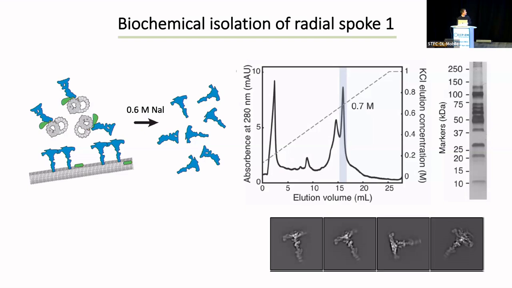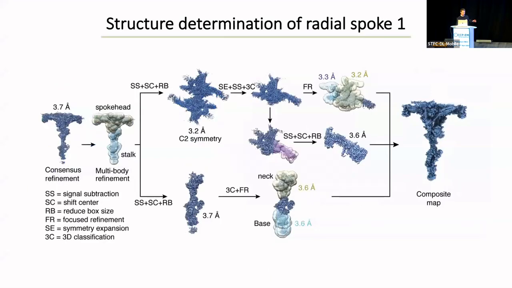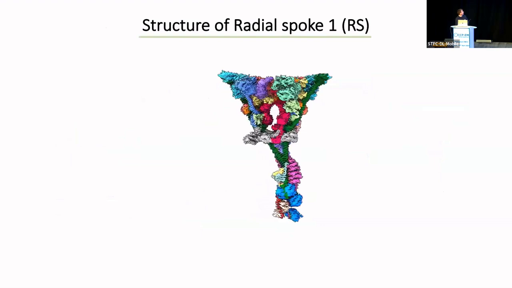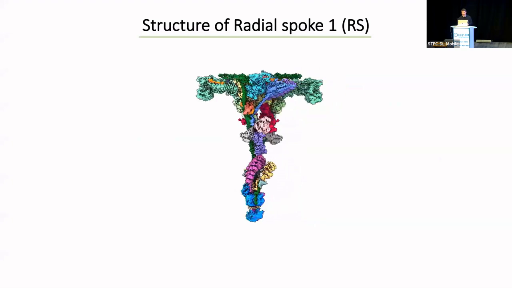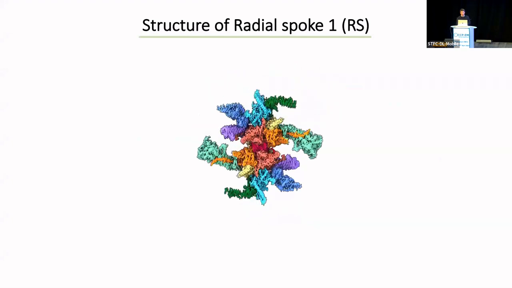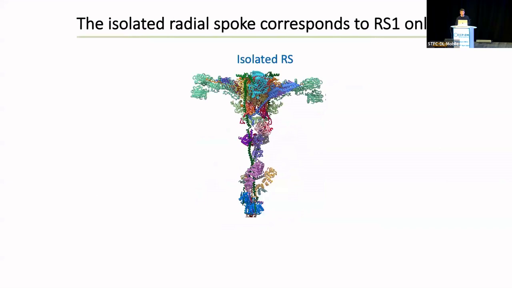We got a beautiful preparation and really beautiful 2D classes of this T-shaped complex. And then we used the whole arsenal of tools in Relion to reconstruct this structure again to mid 3-point-something angstrom. So this is what the structure of an intact, mature radial spoke looks like. And again, using very manual model building, we were able to build an atomic model of the radial spoke, identifying most of the components.